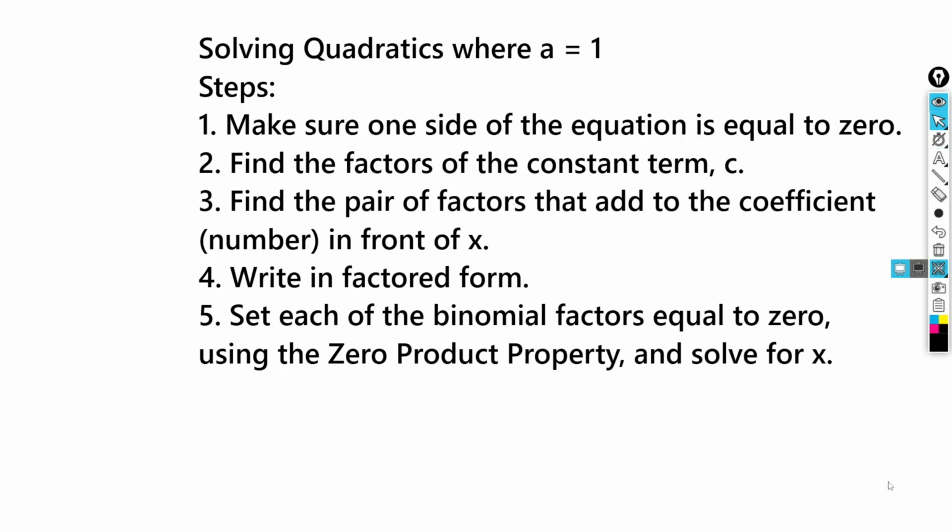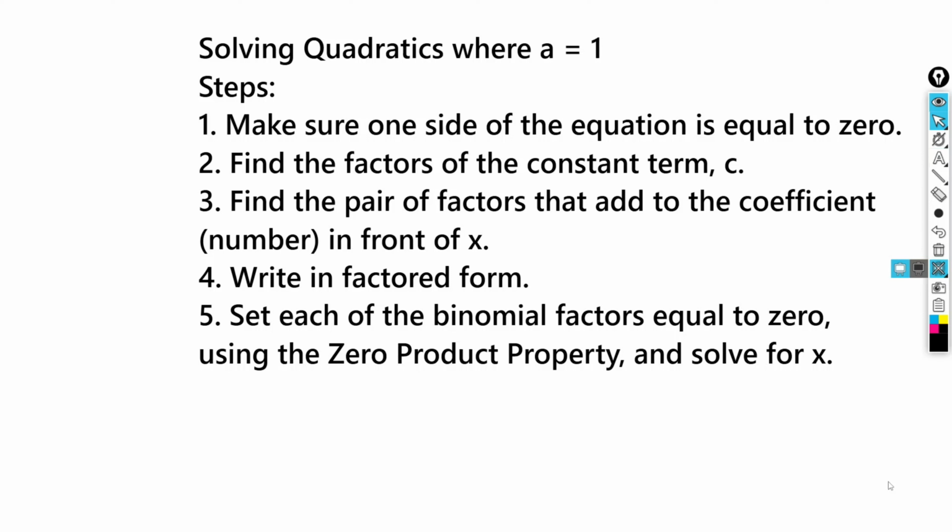That's typically called c when you have a quadratic of the form ax squared plus bx plus c. Step 3 is to find the pair of factors that add to the coefficient, which is the number in front of x. We typically refer to that as b. And then step 4, we're going to write that in factored form. And then in step 5, we're going to use the zero product property.